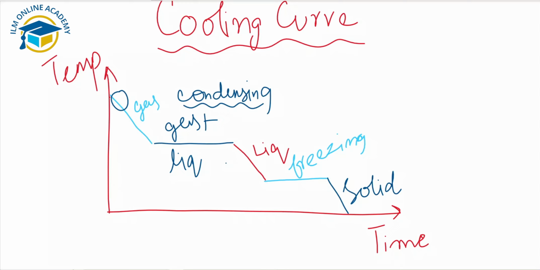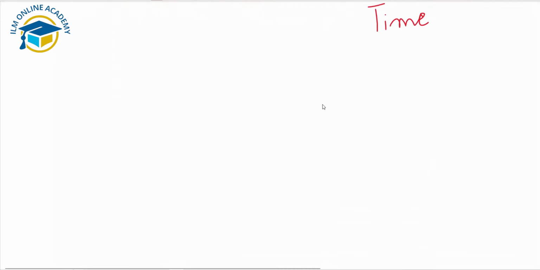I will show you. This one is the condensation point, or this one is the freezing point of any liquid. So this is all about the heating and the cooling curves. Now we will discuss the pressure and the temperature that is present in the gases.